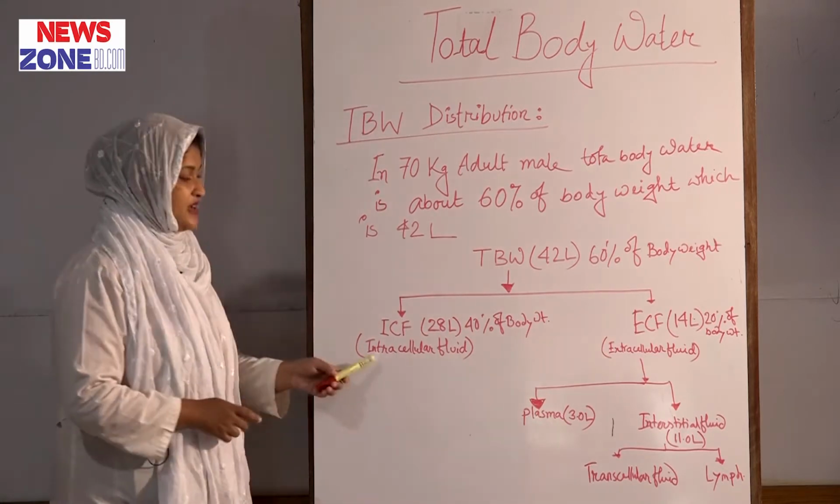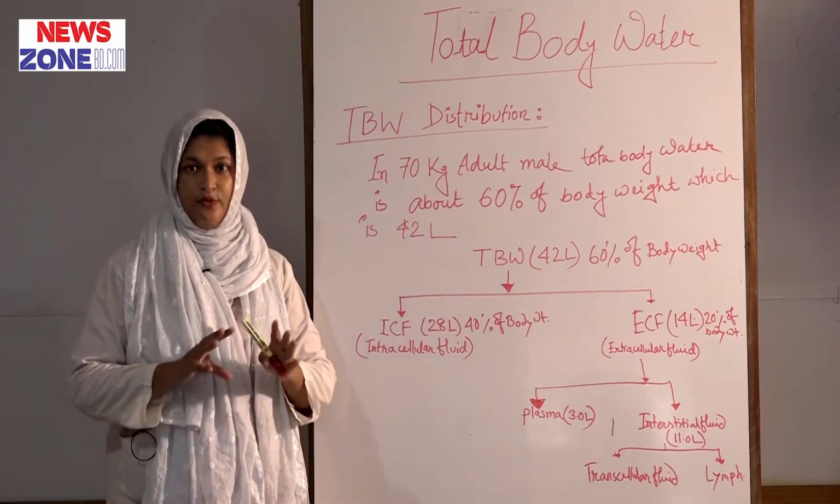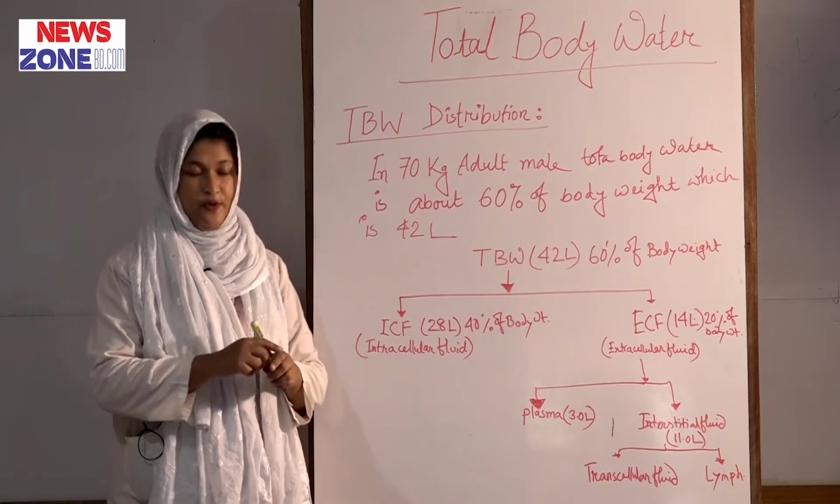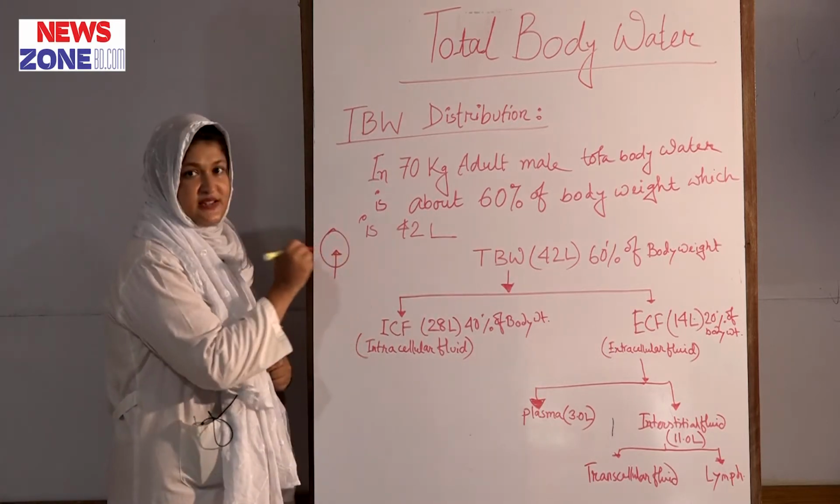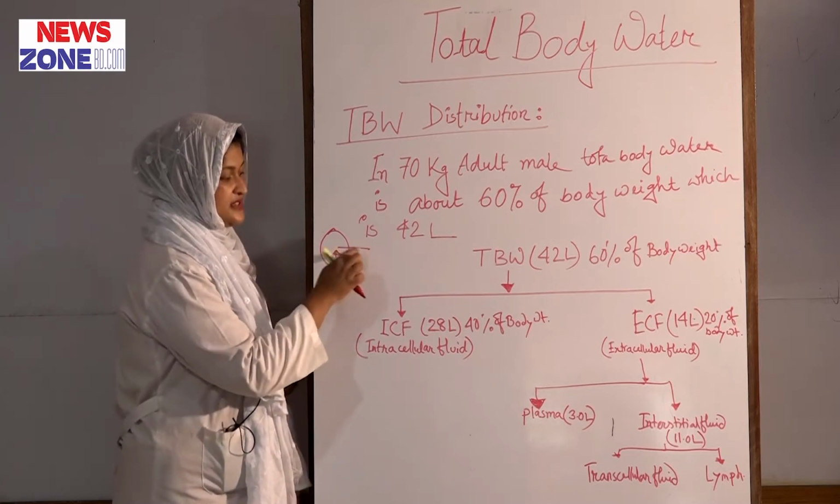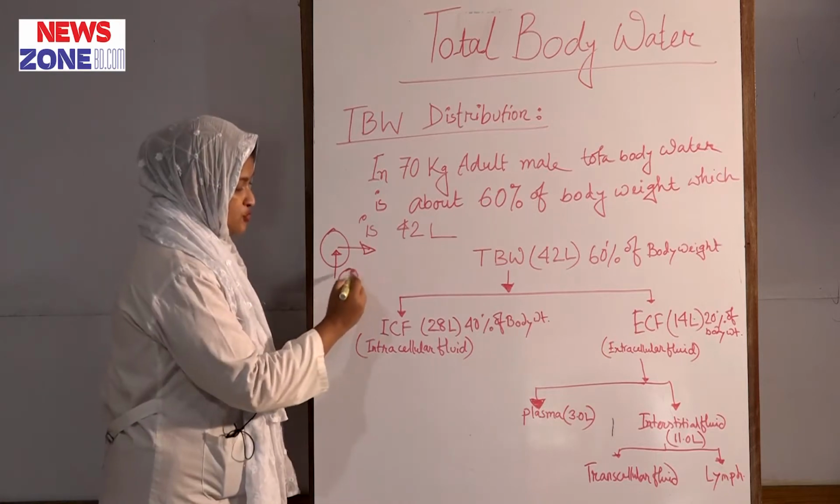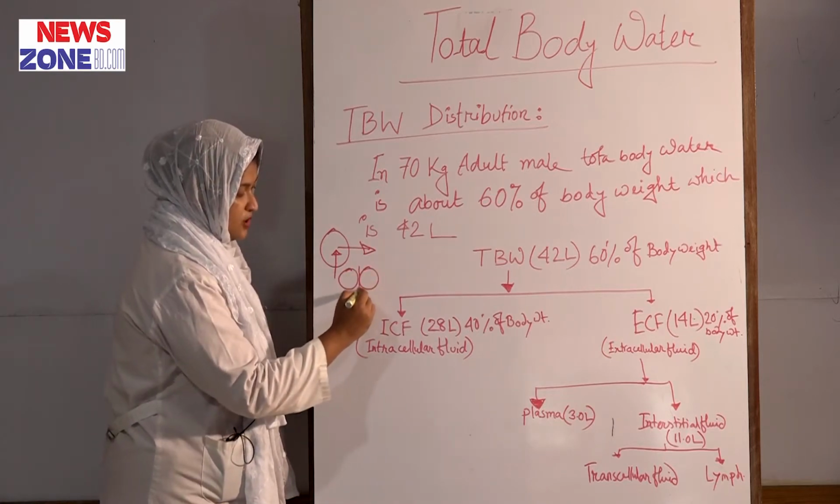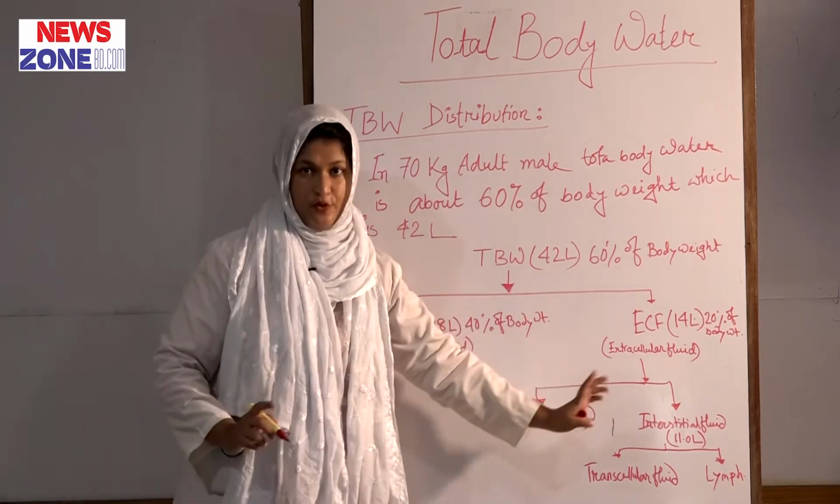Now come to the point, what is intracellular fluid? Intracellular means inside the cell the fluid remains, that is intracellular fluid. Inside the cell the fluid is intracellular fluid. Outside this cell the fluid is extracellular fluid. And if there are two cells, the fluid in the space between two cells is intercellular fluid or interstitial fluid.